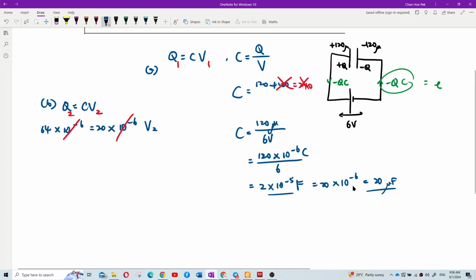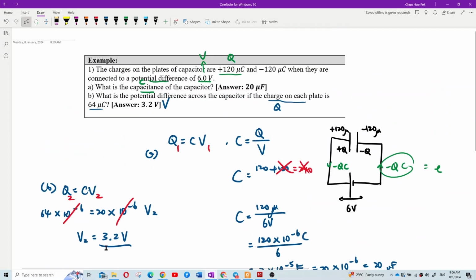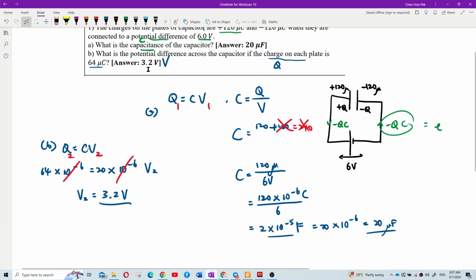So what is my V2, class? 64 divided by 2 is 32, right? 32 divided by 10 is 3.2 volt. Correct or not? 64 divided by 2 is 32, and 32 divided by 10 is 3.2. Last time is 6 volt, now 3.2 volt. Yeah, that's correct, 3.2 volt.